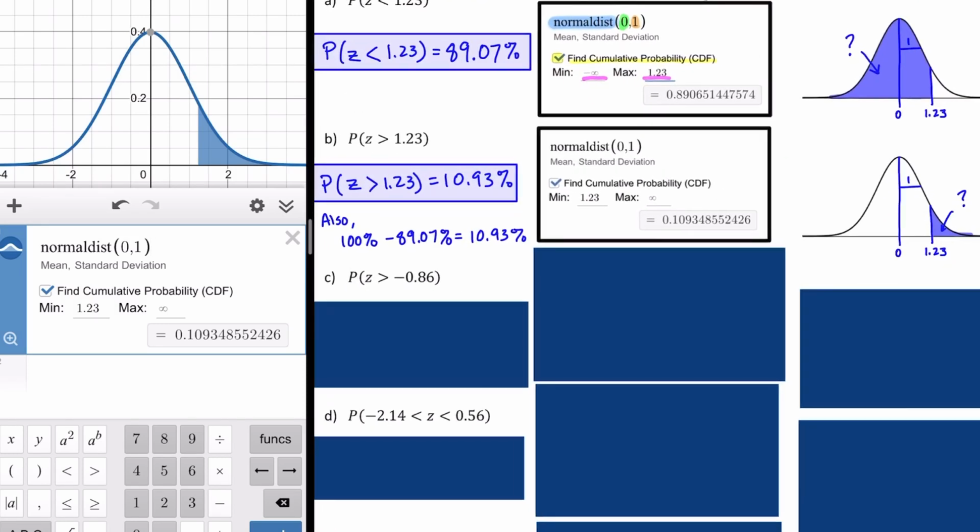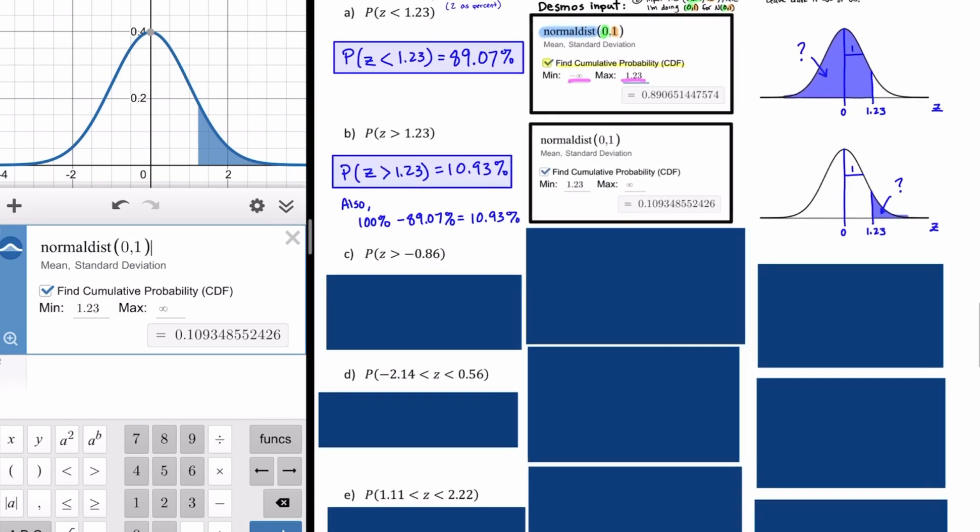All right, this next one is the probability that z is greater than negative 0.86. I want you to pause the video and try this on your own.